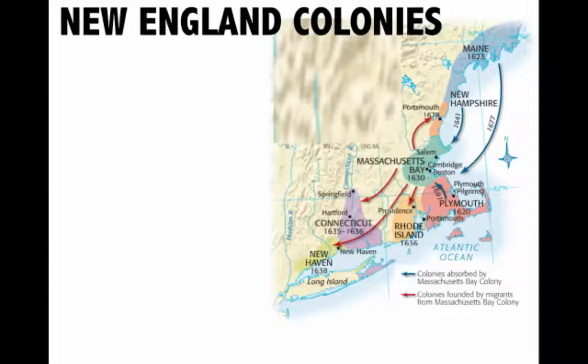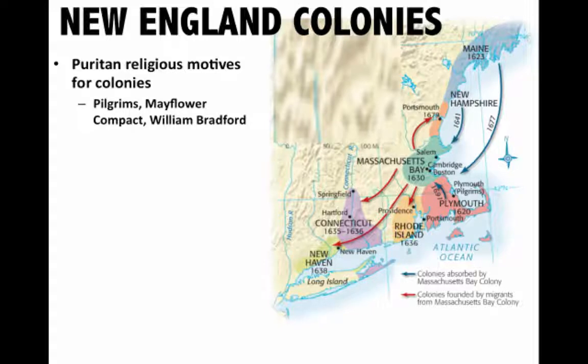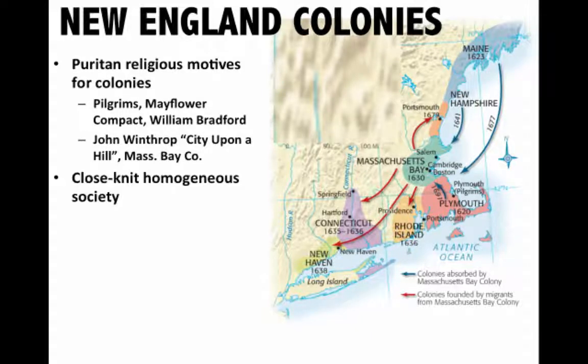For instance, the New England colonies developed very much based upon who came, and the reason they're coming. The motives are Puritan religious motives. You have the Pilgrims with the Mayflower Compact. William Bradford and the Pilgrims are the first ones in the area. They established the first settlement, followed by John Winthrop and the Massachusetts Bay Company and his goal of a city upon a hill. So in the New England region, religion is going to play a key role.